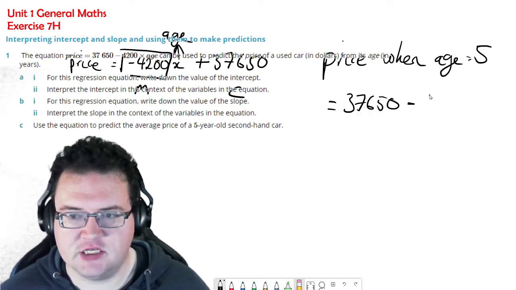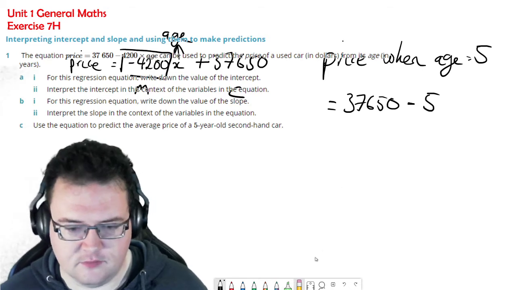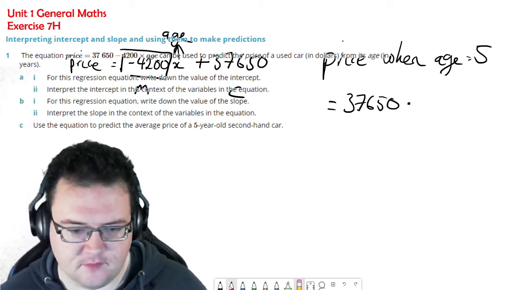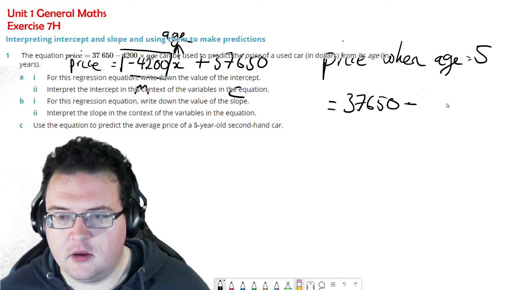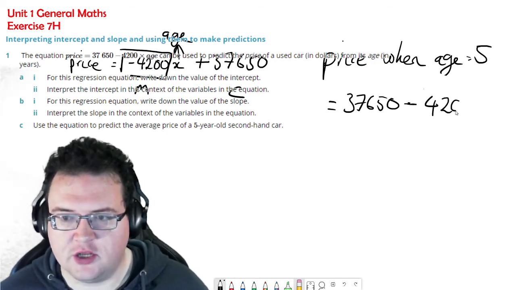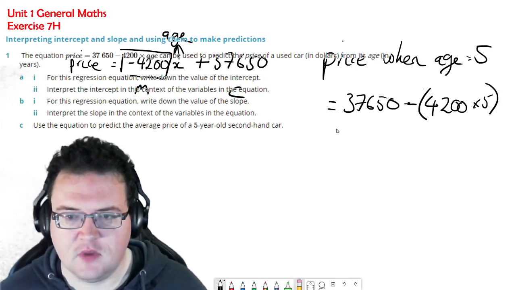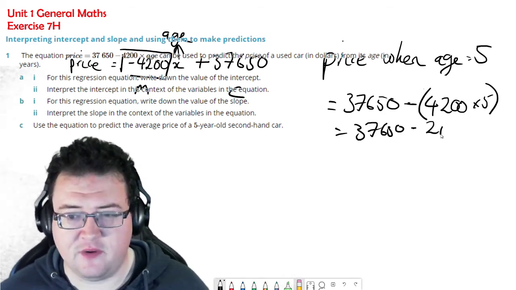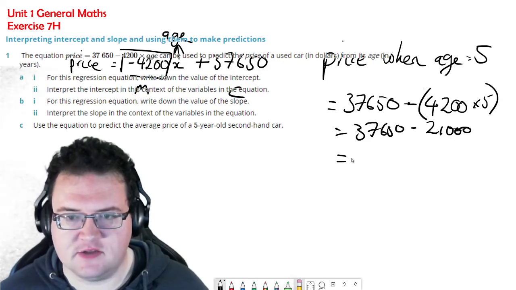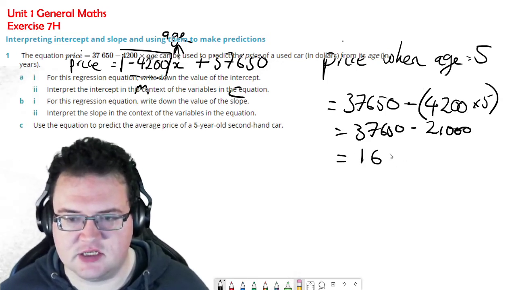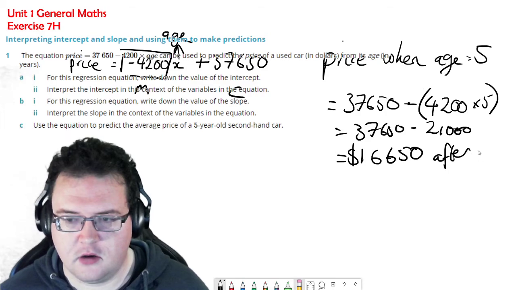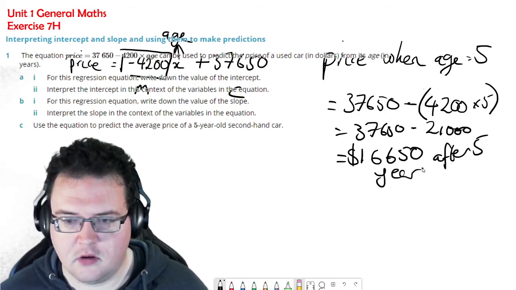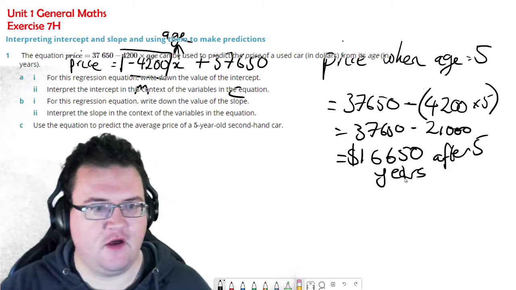So it's going to be equal to 37650 minus 4,200 times 5. And that's going to be equal to 37,650 minus 21,000, which means that the price of the car is going to be $16,650 after 5 years.